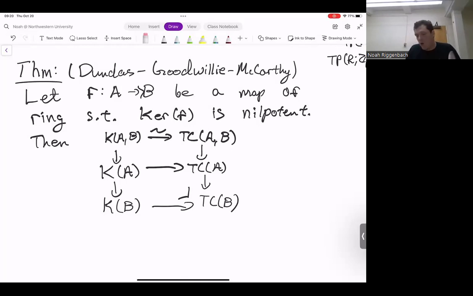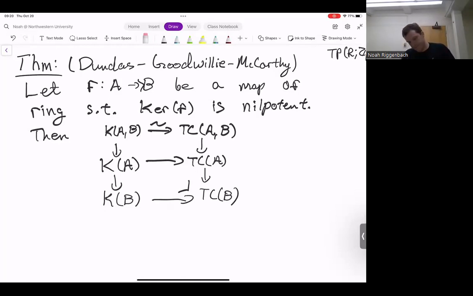And so if you already know, for whatever reason, K-theory of B, the base ring, then to figure out what K-theory of A is, it's enough to, up to an extension issue, only consider TC of these rings, which tends to be much, much more computable. So this is a fantastic theorem and is the basis of pretty much every single paper I've ever written, including this one. Okay.